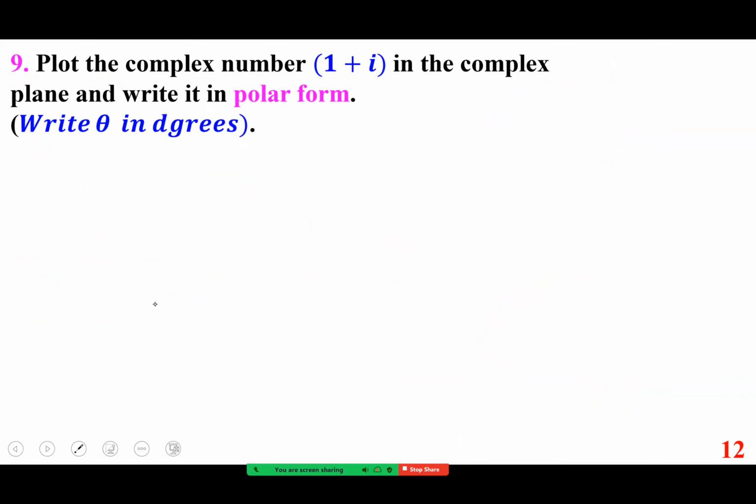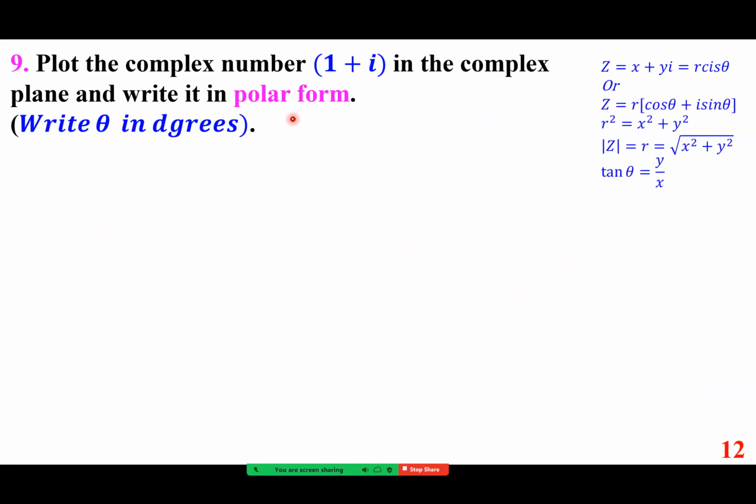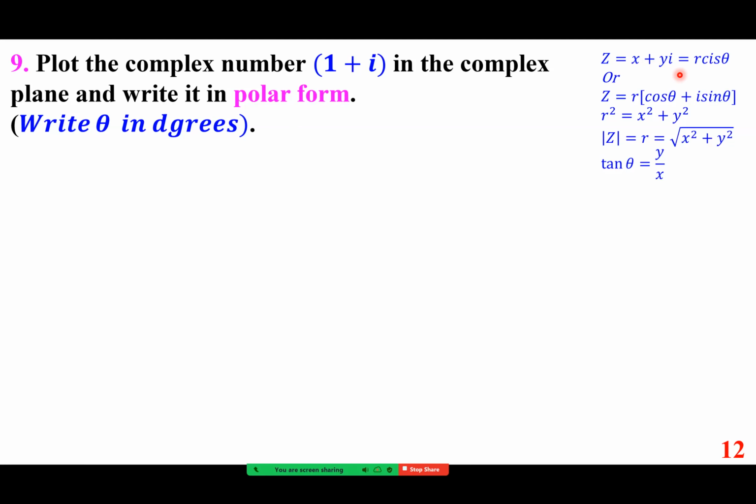All right, plot the complex number 1 plus i in the complex plane and write it in polar form. Write theta in degrees. Let's remind everybody of a couple of things. z equals x plus yi, r cis theta, which means r cosine theta plus r i sine theta. That's the concept. r squared is x squared plus y squared. The modulus of z, or the magnitude r, is the square root of x squared plus y squared. Tan theta is y over x. As always, you figure out the quadrant.